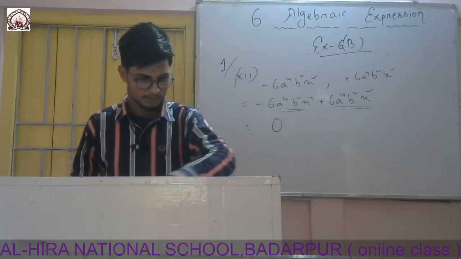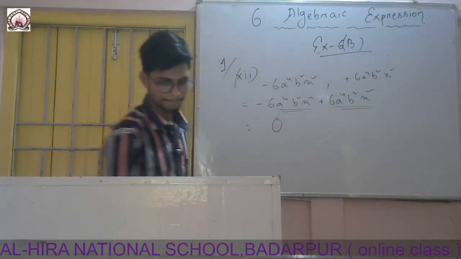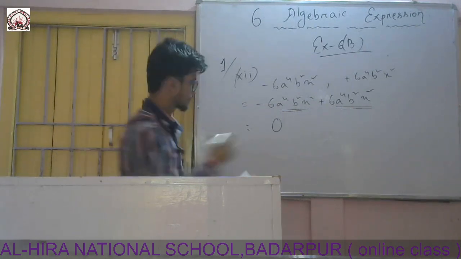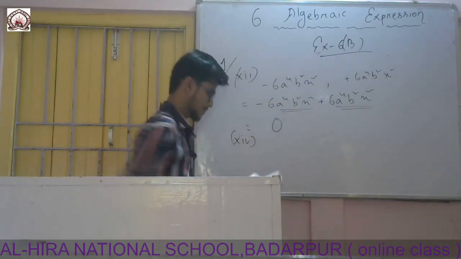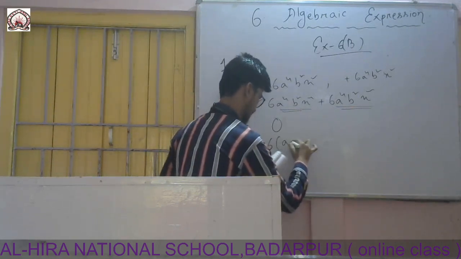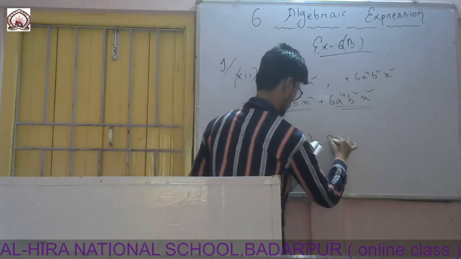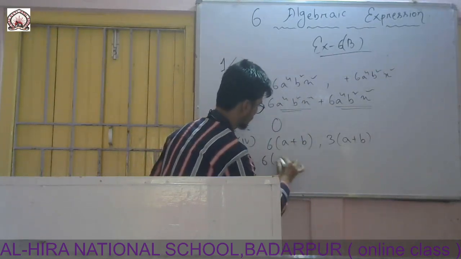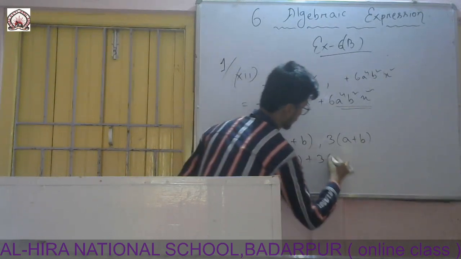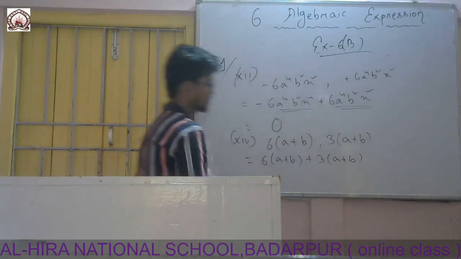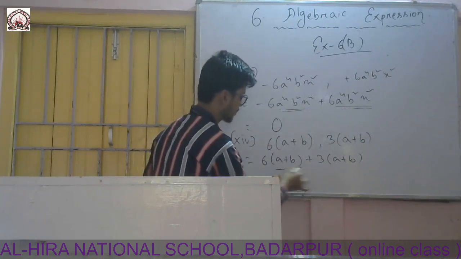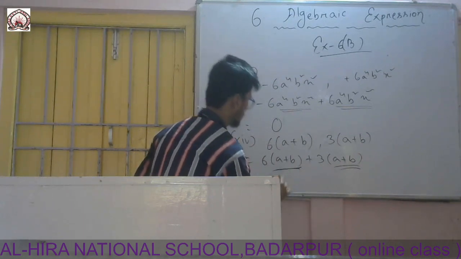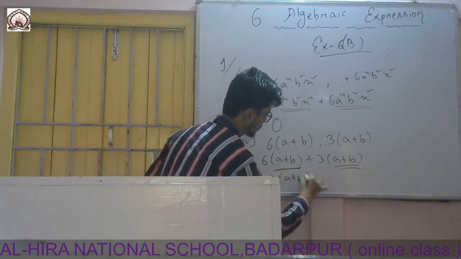So now Roman number 14. 6a plus b, and 3a plus b. So if I add these two terms, 6a plus b plus 3a plus b. Only if the terms are like terms can we add. So here a plus b, here also a plus b. So plus plus is plus, 6 plus 3 is 9, and the variable part will be same, a plus b.